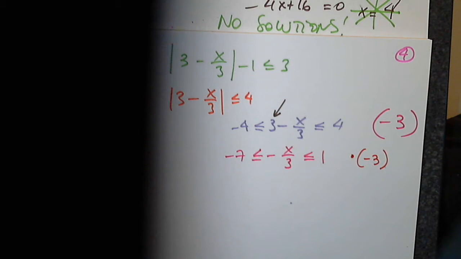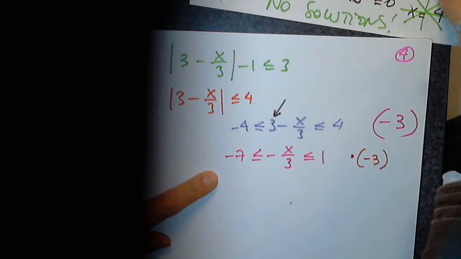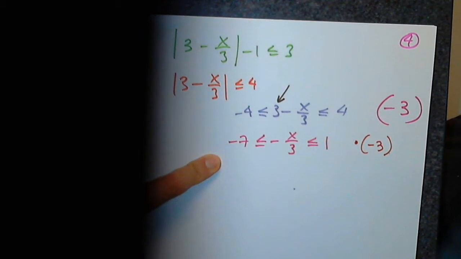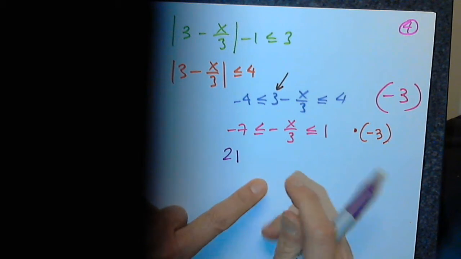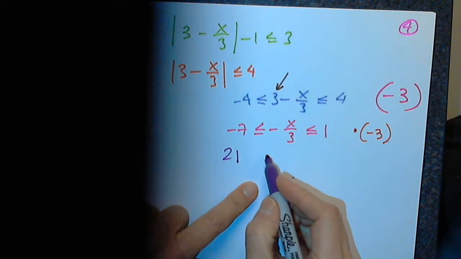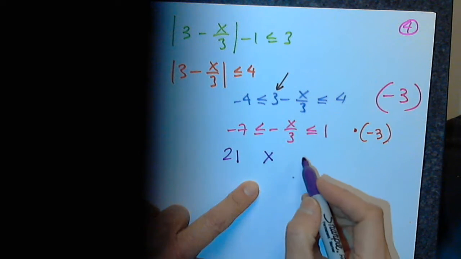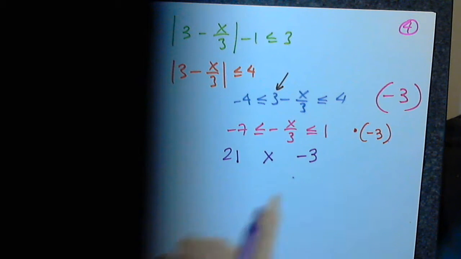You can do it in 2 steps. It's perfect. You don't have to do it in 1 step. Assuming we're doing it in 1 step, I multiply negative 7 by negative 3. What do I get? Careful. Yes. I multiply negative x over 3 by negative 3. What do I get? Good. I multiply 1 by negative 3 and I get? Good. What now? The signs.